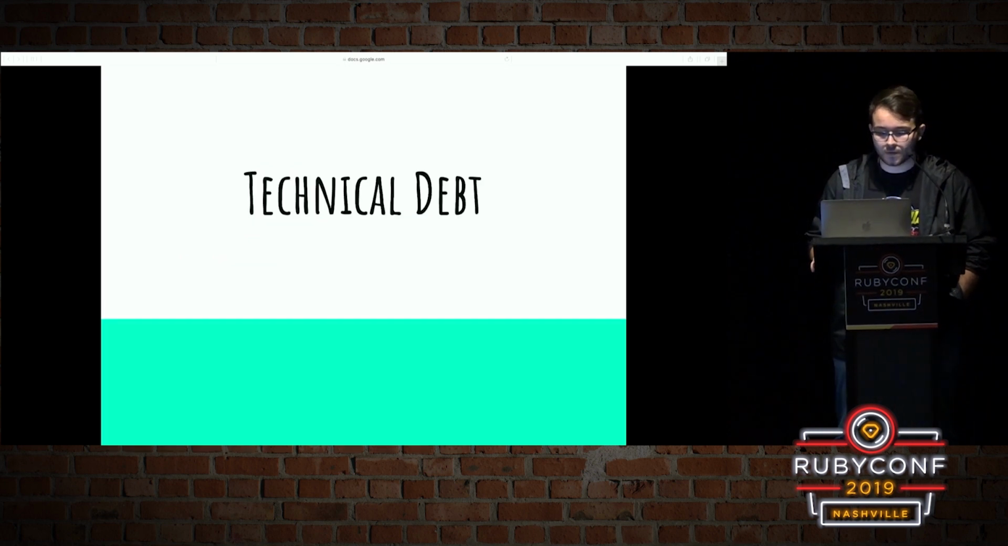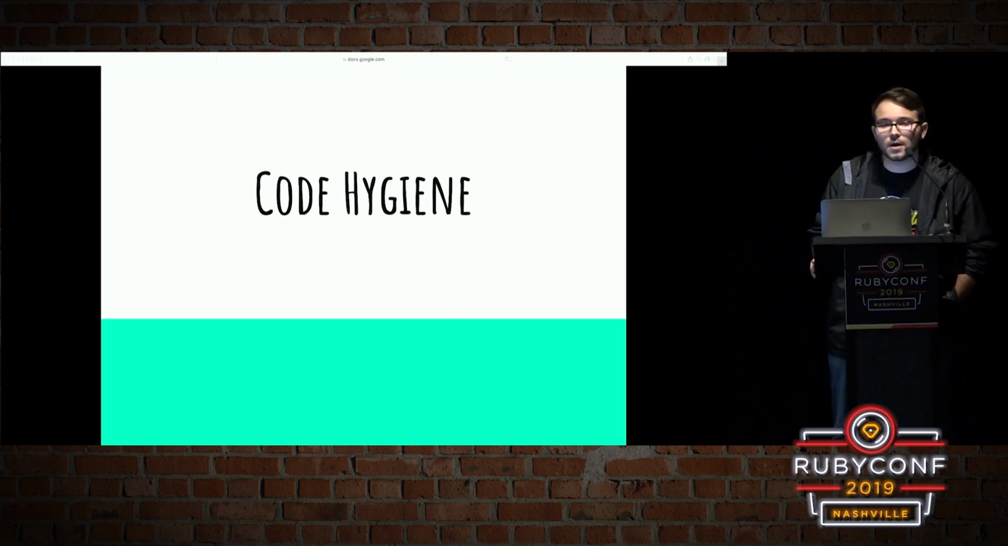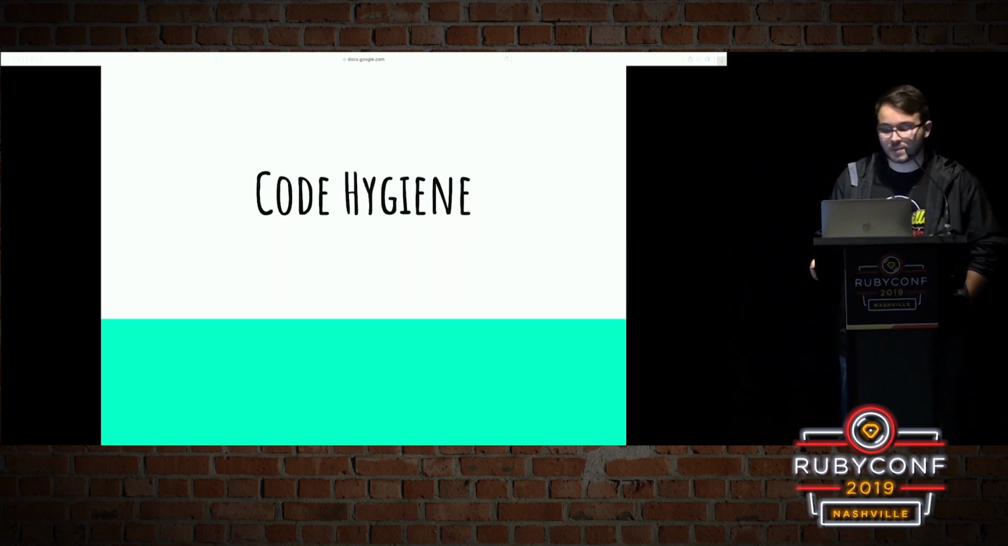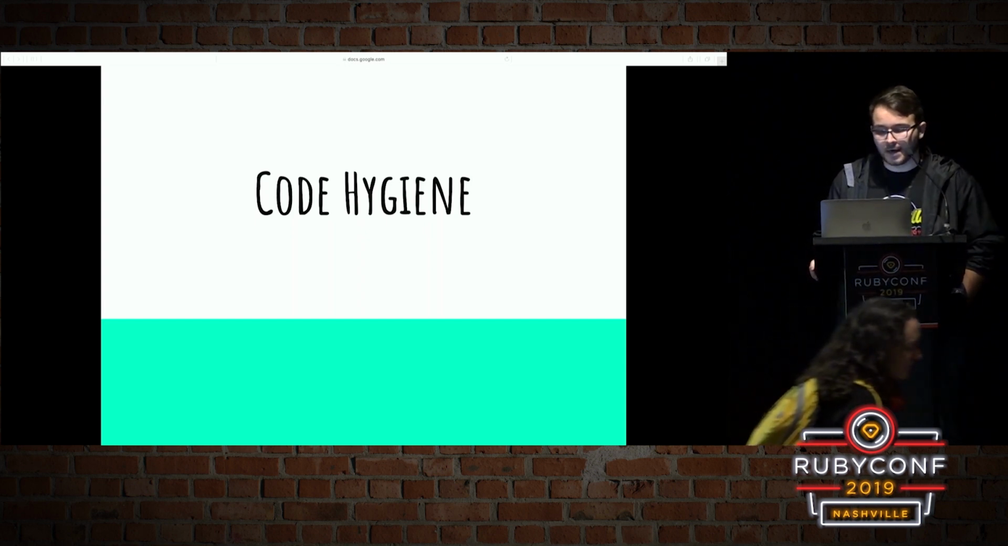Cool. So technical debt. This is a term that probably most of you are pretty familiar with and have some experience with, and probably discuss with your teams on a regular basis. There's also something called code hygiene, which is probably a term that some of you have heard as well. Code hygiene is kind of an umbrella term for anything to do with the health and longevity of a code base. So this could be a variety of things.